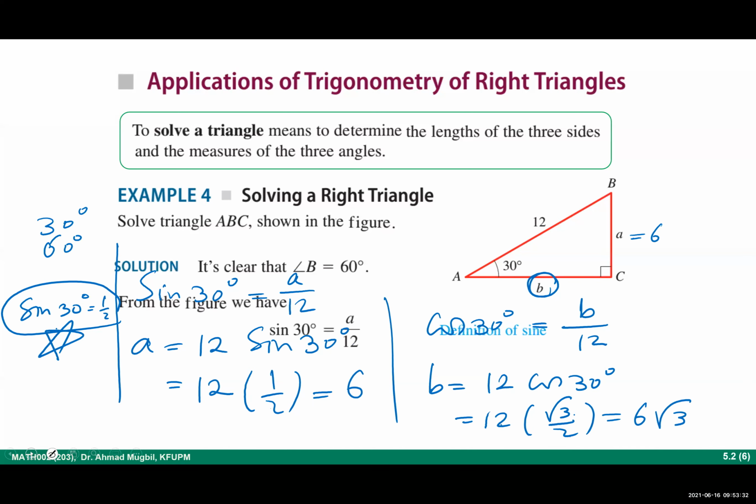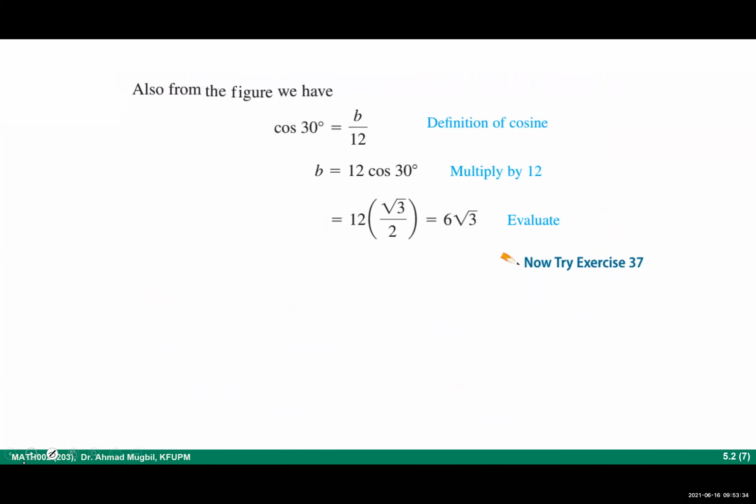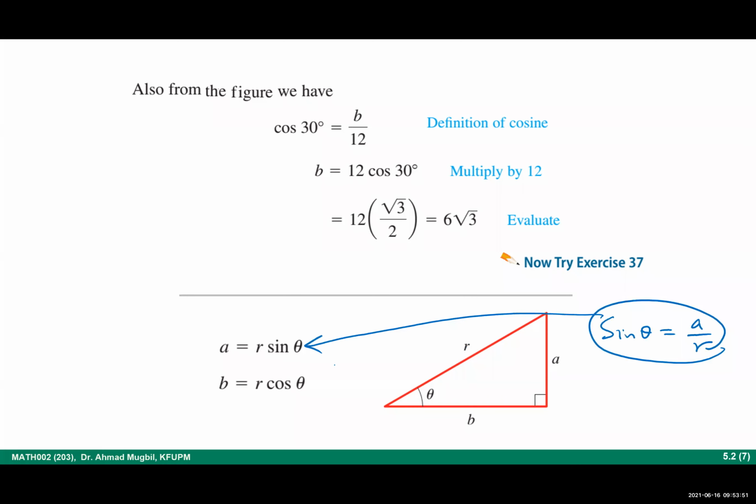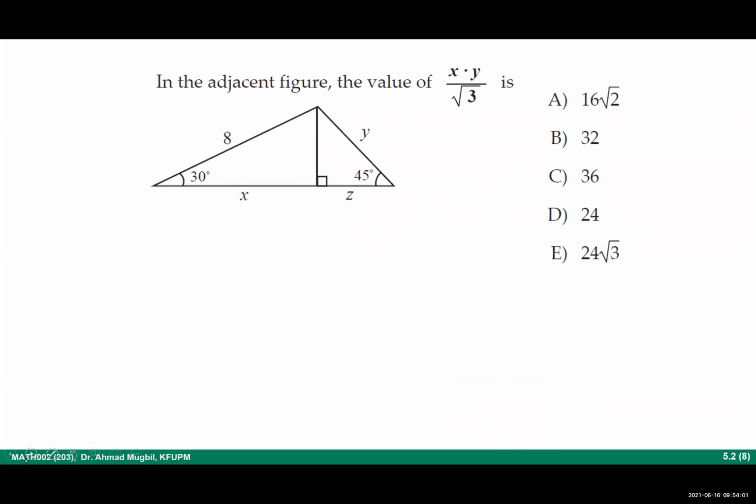In general, we can have this. Wherever, Shabab, you have a triangle, and this is A, this is B, this is R, this is theta. What will be sine theta? Sine theta will be A over R. Solve this for A, you have this. A will be R sine theta, B will be R cosine theta. Okay? This will make it very easy for you.